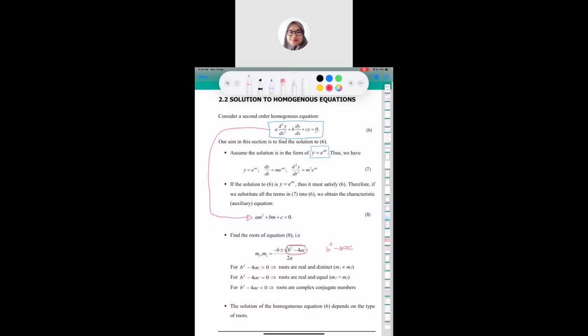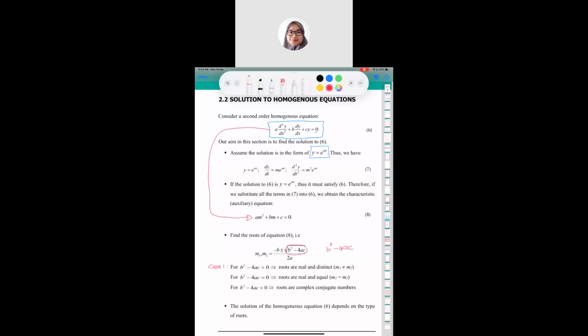Maksudnya m1 not equal to m2. Roots are real, maksudnya apa-apa nombor lah. Kosong pun nombor real, 3.52 pun real number. Dia tak cakap integer, dia cakap real. Roots are real and distinct. So this is case 1. Nanti kita belajar kalau you ada roots real and distinct, apa you punya solution.